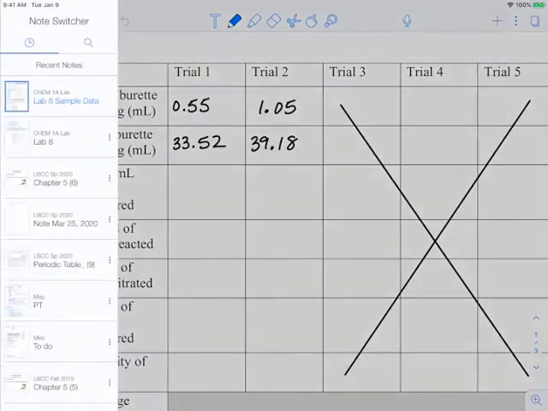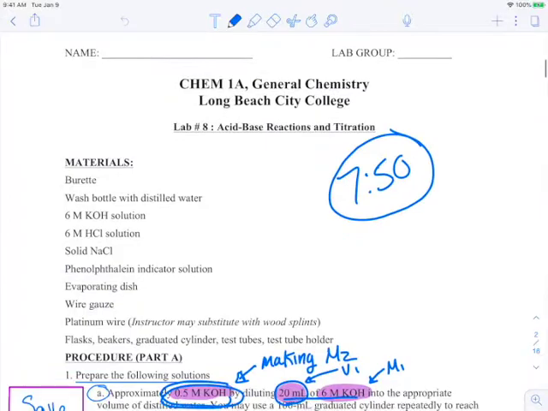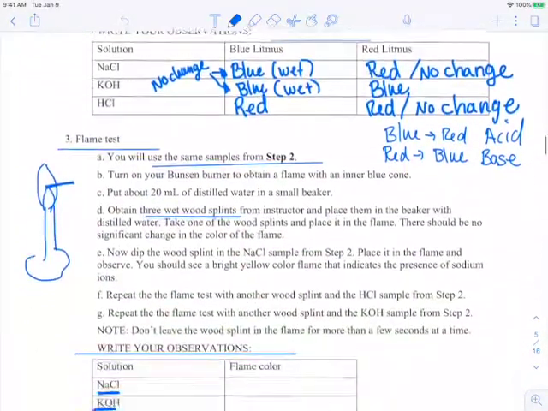Okay, so let's talk about that lab a little bit more. So again, we're on day 2. So we just watched how to read a burette and titration technique using a burette. So if you didn't join us for class, please watch those from the Lab 8 playlist. And I'm hoping that everybody will watch that Lab 8 demo with Dr. DA. That's about a 30-minute video, but it's a very, very good one. I'm trying hard to convince you to watch it. All right, so we did all of this last class.